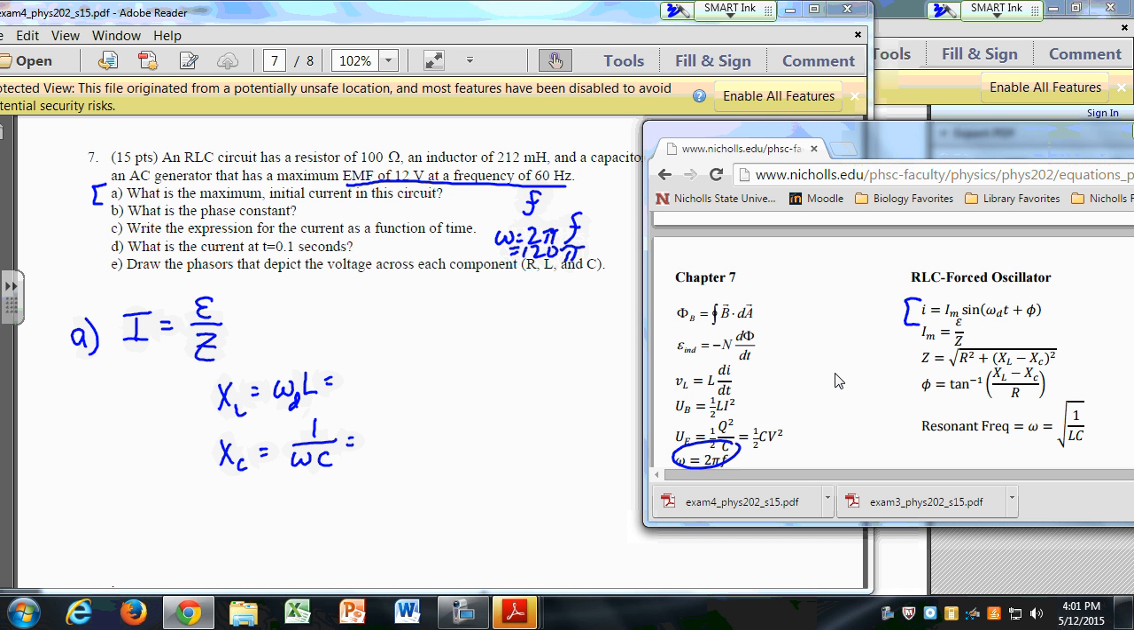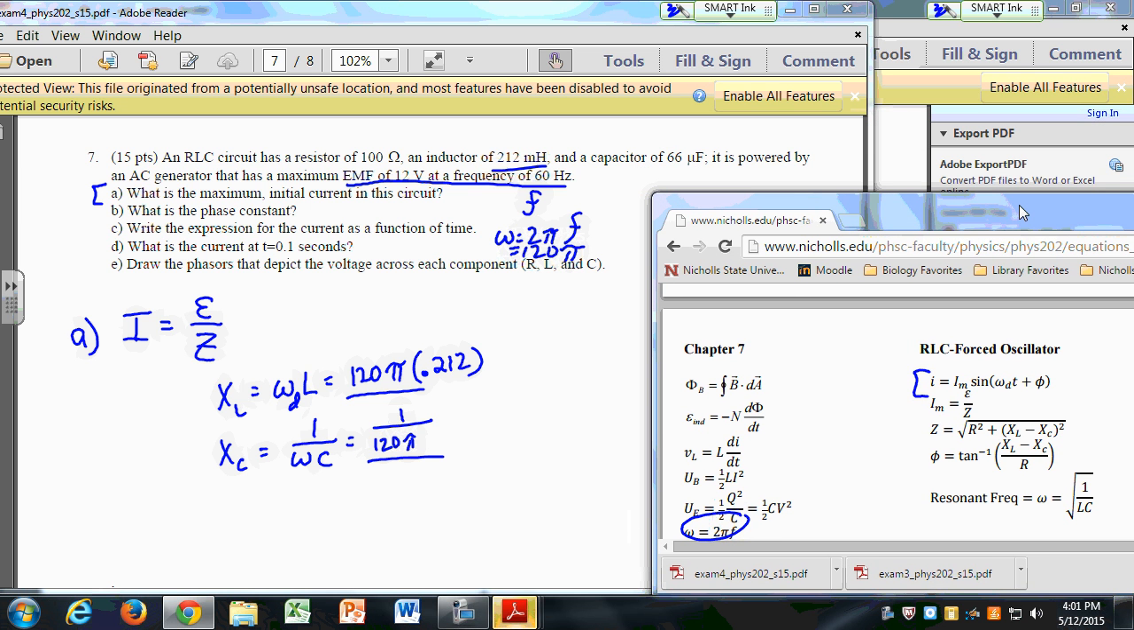Anyway, so you find XL and omega and XC. Is it okay if I skip finding these numbers? I don't know what they are right off. But it's just omega L, which is going to be 120 pi times L, which was 0.212. And then this is 1 over 120 pi C, which was... Oh, is that the value you mean? That's the value of amplitude. Okay, whatever those are.